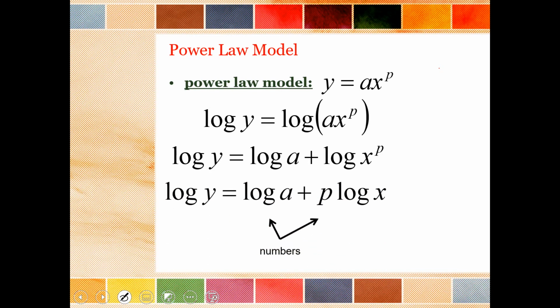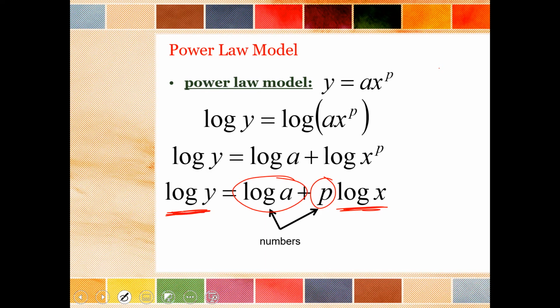From this point, what you should realize is that these are numbers. The log of a doesn't look like a number, but once a is a number, then the log of a is also a number. And p, the power, will also be a number. So here's the idea. If we take the log of x and the log of y, we have a linear equation. This becomes our new y equals, this will be our y-intercept, log of a, plus p would be our slope of our line, log of x.